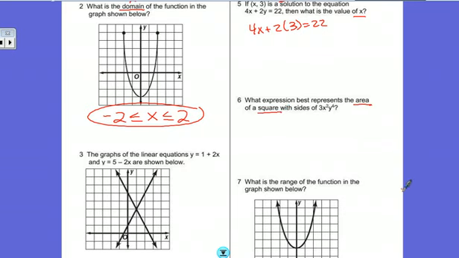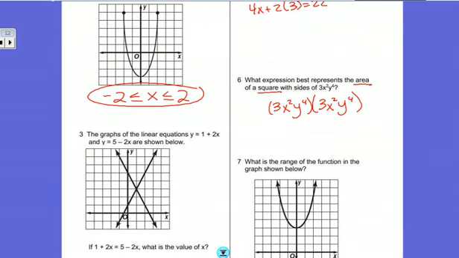So a square means both sides are the same. An area of a square is length times width. So all you're going to do is 3x squared y to the 4th times 3x squared y to the 4th, and then just multiply them. Multiply your coefficients, and then add your exponents, and then you're done. So on 7, what is the range?